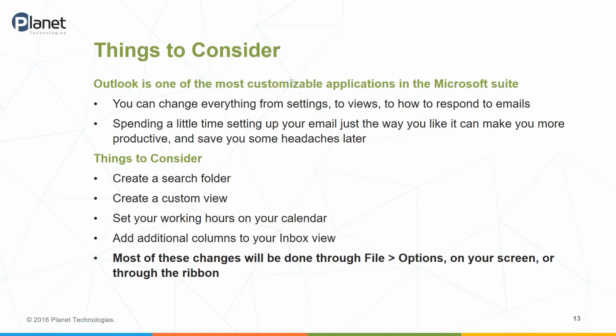So the majority of these changes are going to be done through File and Options when it comes to the way things work, like your signature, either on your screen, like adding a column view, or through the ribbon, like if you're changing your calendar view. But those are some things that you may want to look into just to make sure your email is up and working.